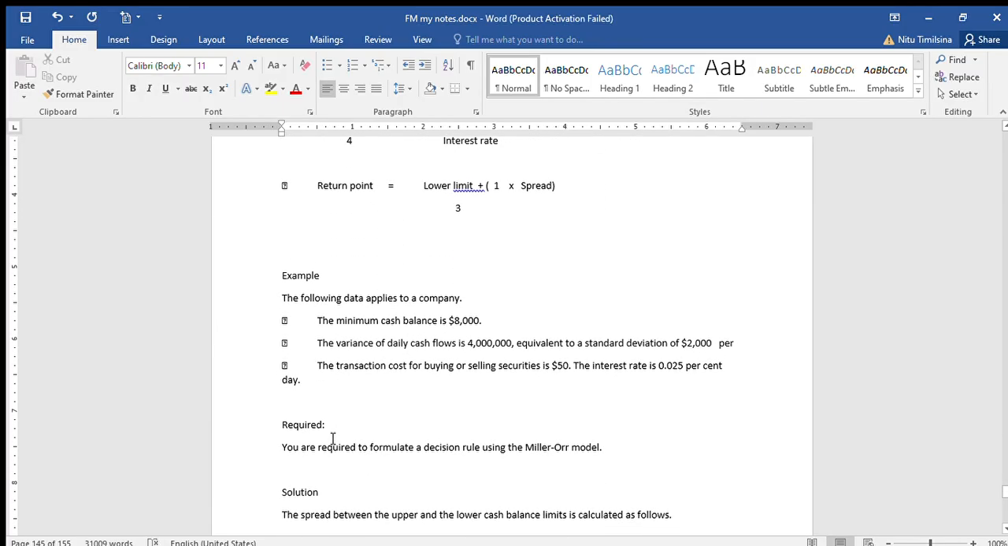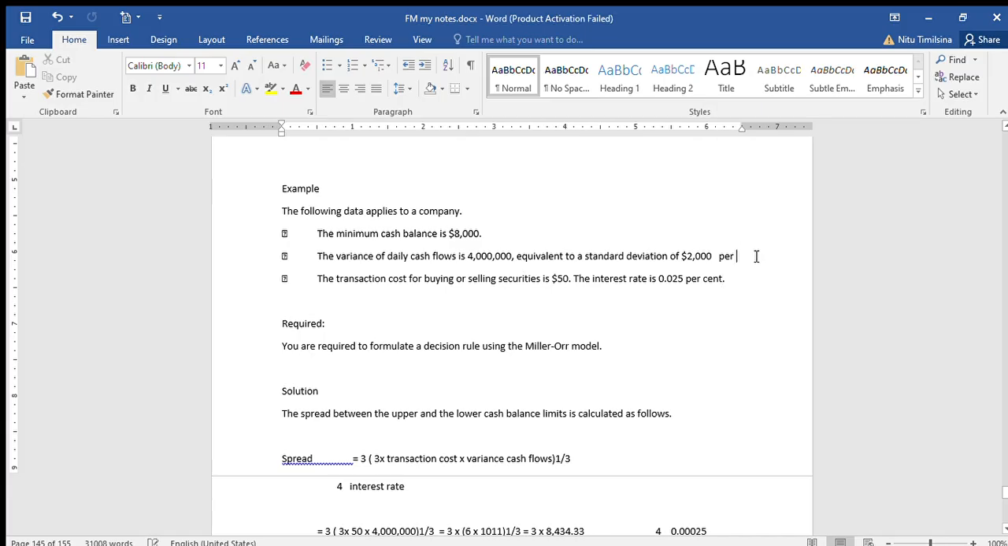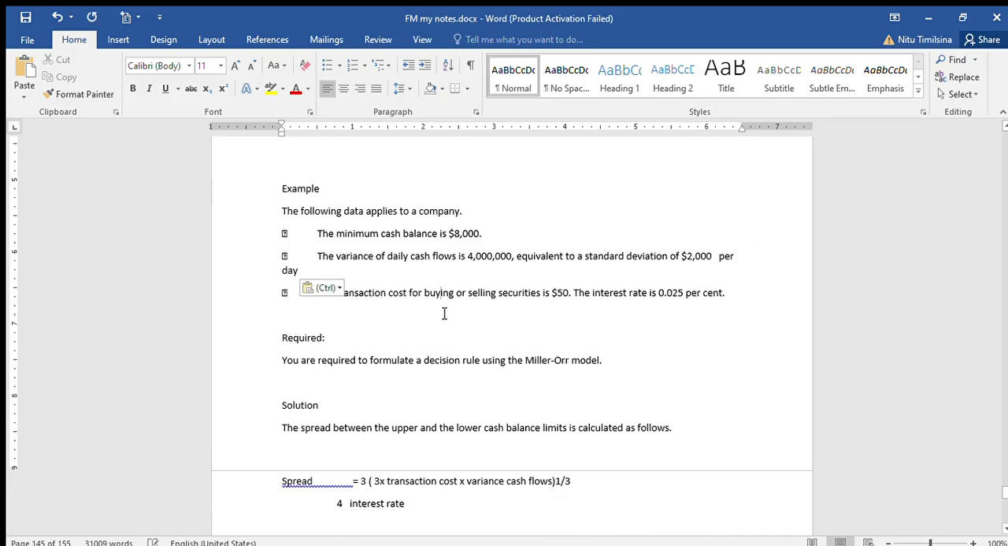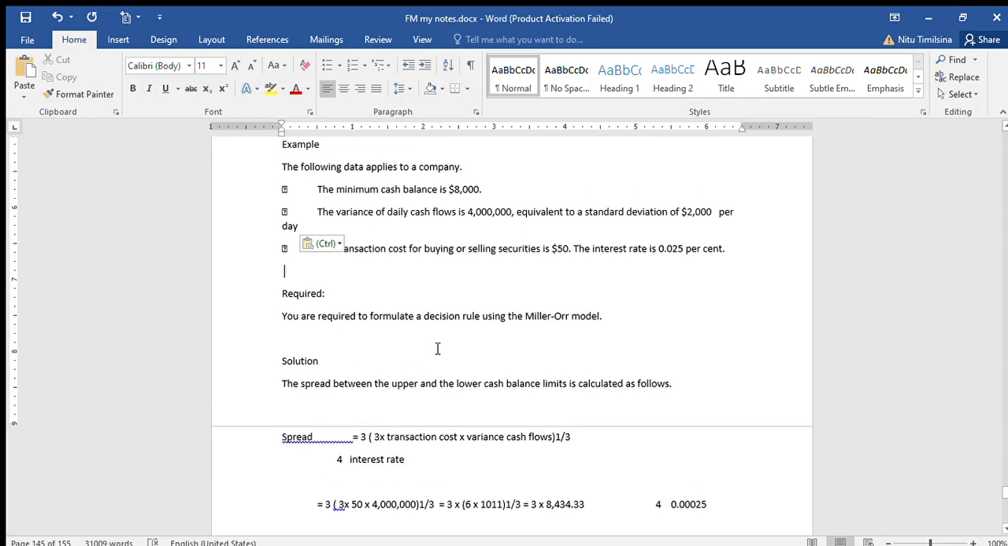Example: the following data applies to a company. The minimum cash balance is $8,000. The variance of daily cash flow is 4 million, equivalent to a standard deviation of $2,000 per day. The transaction cost for buying or selling securities is $50. The interest rate is 25%.